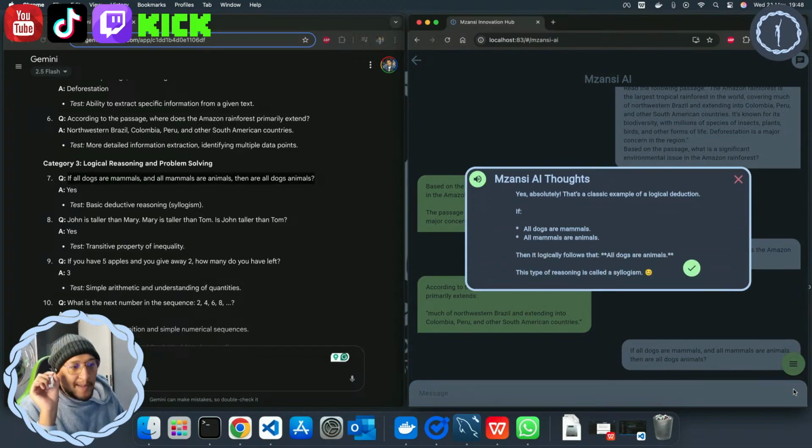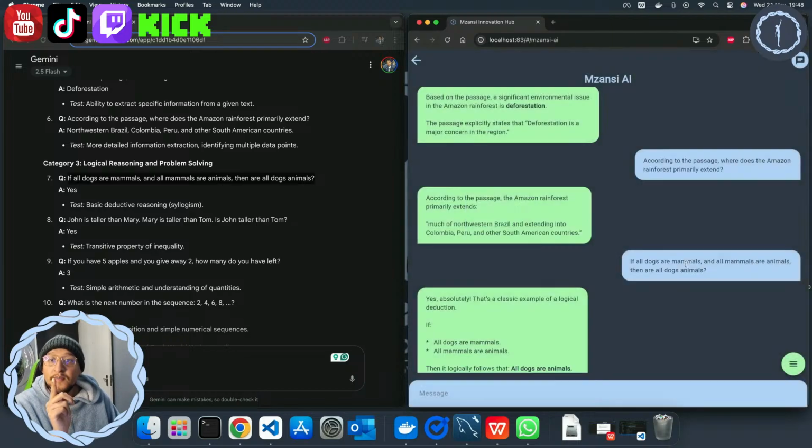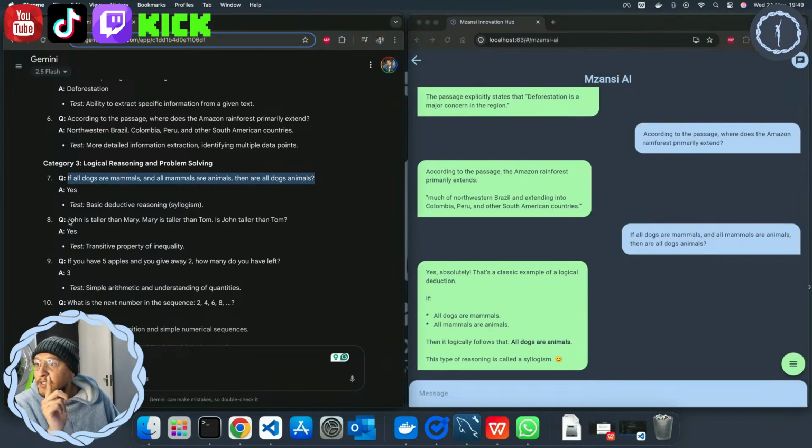And with speed, absolutely yes. This is a classic example of a logic. So it's even telling us what I'm trying to test it for, right? So things are looking good. It's passing all the tests so far. Let's go to the next question.